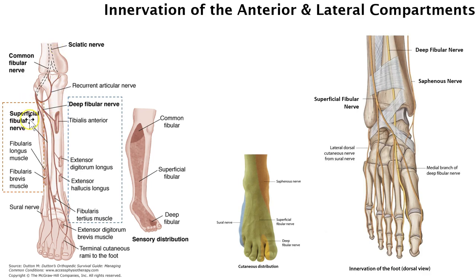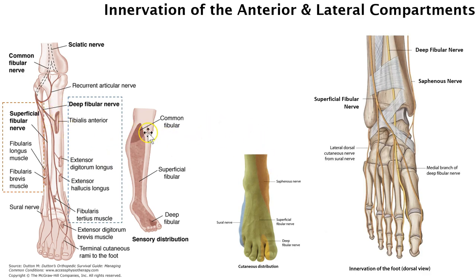So again, how many muscles does the superficial fibular nerve serve? Just those two muscles in the lateral compartment, the fibularis longus and brevis. How many muscles does the deep fibular nerve serve? Well, there's three muscles plus the variably present fibularis tertius, so 3 plus perhaps 1.